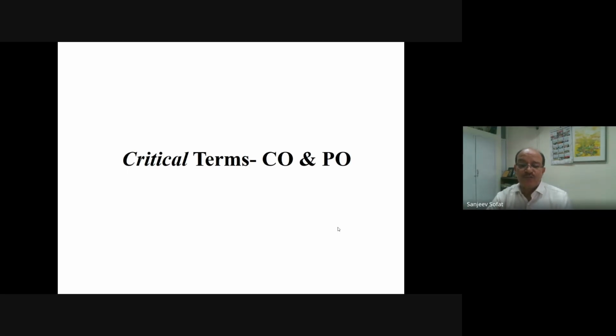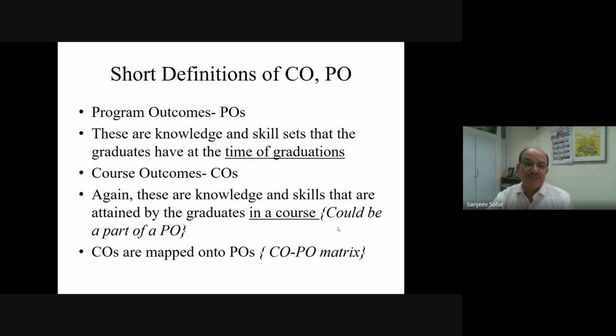Okay, there are two terms: the course outcome and the program outcome. Let's say what exactly we mean by a program. Let's say you're doing a BTech in computer science engineering. That's a program. What sort of outcome will there be once I do that particular program? That's what we call the program outcome. To attain those outcomes, I have to think about what sort of courses I have to go through. These are the short definitions of COs and POs.